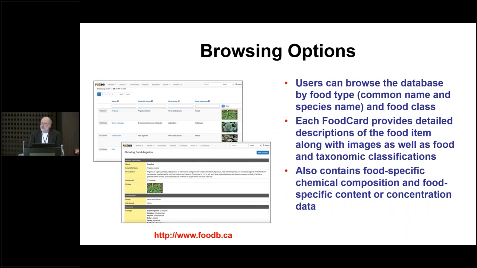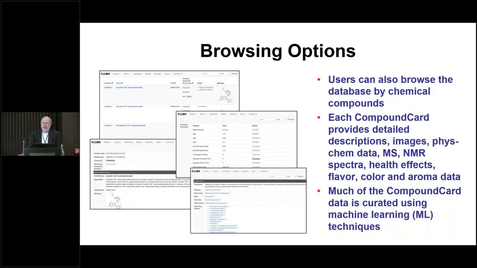So you can browse the database as well as through search, and people can browse at the food level. We have what's called a food card that provides detailed descriptions of all the food items, images, the taxonomic classification. And then within each food, the food-specific chemical composition and concentration data. Although not every compound has concentration data, but at least it tells you what's known or has been detected through things like untargeted methods.